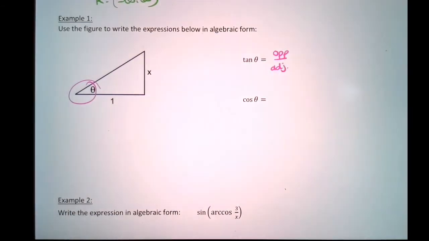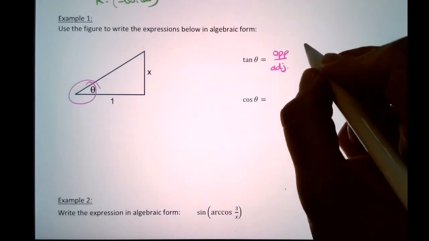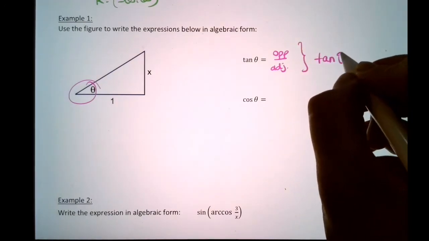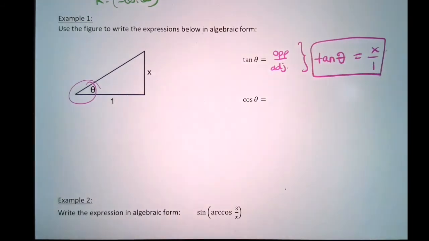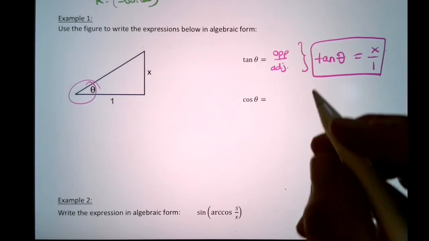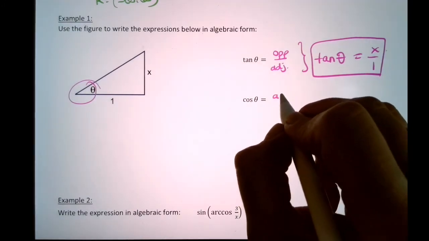So if I want an algebraic expression for the tangent of this angle, all I have to say is that the tangent of theta is x over 1. You could just say tangent of theta is x. That's it. You're just going to your right triangle trig and figuring it out. You're using those skills. Remember that cosine is adjacent over hypotenuse.